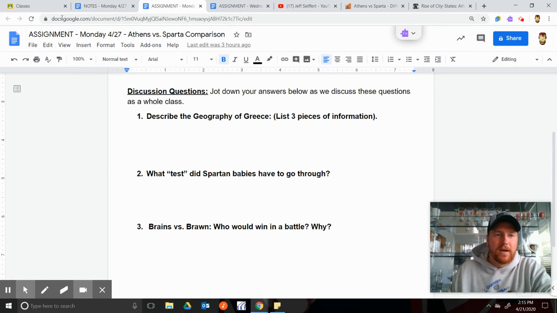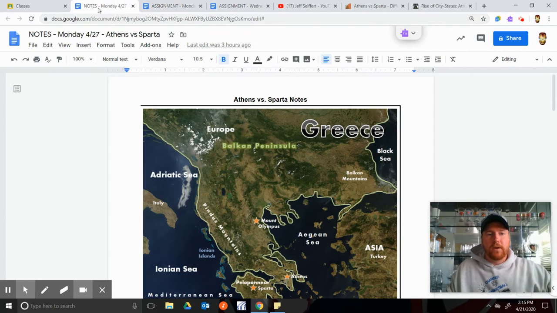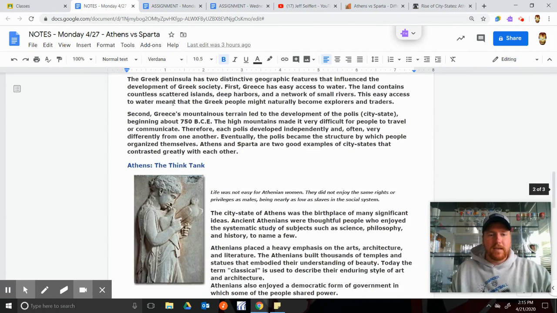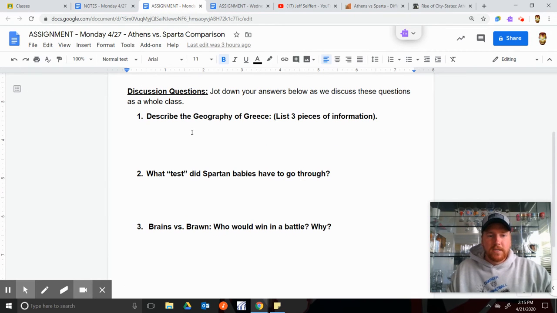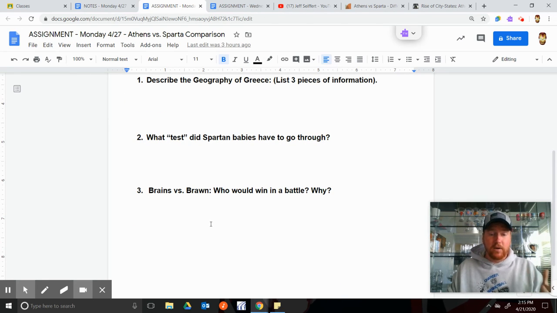When you go through these notes, it'll tell you about the things that the Spartans had to do to essentially train to become these warriors. So what test did Spartan babies have to go through? And then brains versus brawn. Who would win in a battle? Do you think it's better to be smart or strong? And there's really no correct answer to that. You are going to tell me, and I want you to explain why.